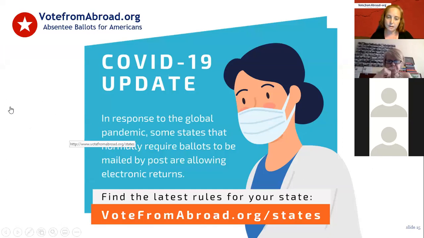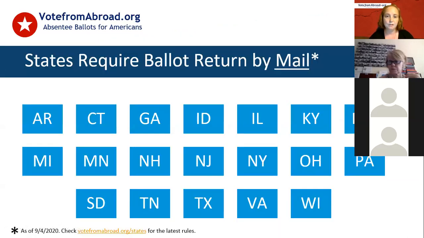There are some states that have not allowed voters to return their ballots by email, but because of these extraordinary circumstances, are accepting ballots by email. So keep an eye on changing rules, and look for your state at votefromabroad.org/states to see what the latest is, because these things have changed within the last couple of weeks. This website is well maintained, well loved, and you'll find the information you want there. Currently, as of me making this presentation, these are the states that require ballots to be returned by mail. Therefore, these are the states where we're recommending folks use the backup ballot right away.